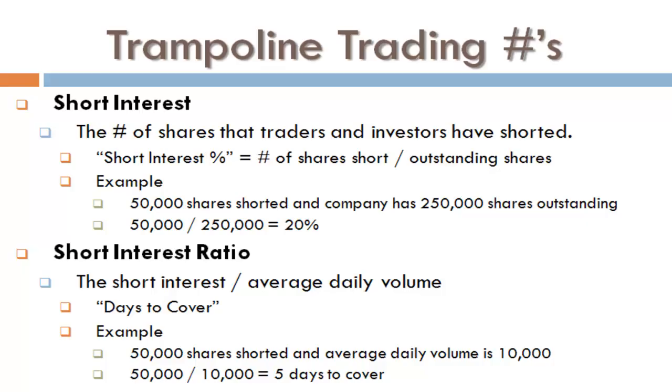So the way you calculate this is, again, going with that example, there's 50,000 shares shorted, and the average daily volume, so there's the new variable. It was outstanding shares before; the one number that has changed now is average daily volume. So 50,000 shares shorted, average daily volume of 10,000. Run the math there real quick, and that gives you 5.